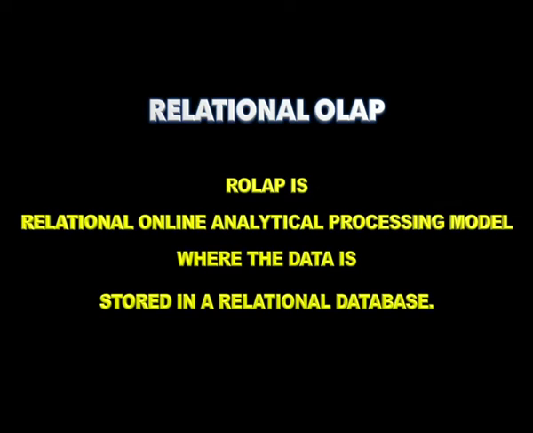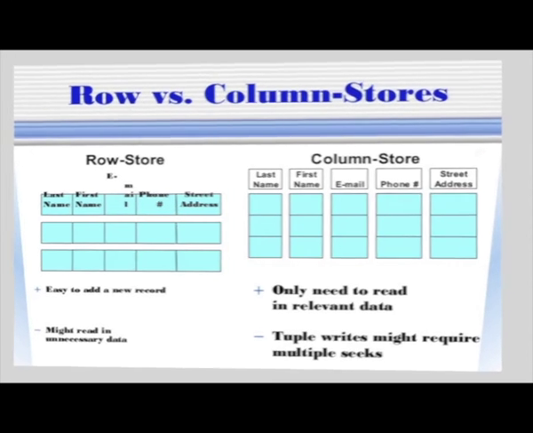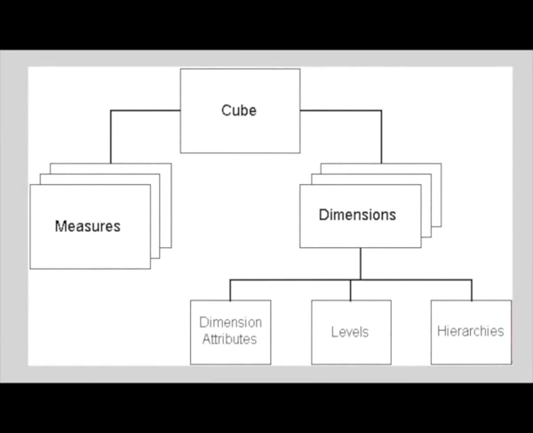ROLAP is the relational online analytical processing model where the data is stored in a relational database, for example, rows and columns in the data warehouse. In the ROLAP model, data is presented to the user in multidimensional form. To display the data in multidimensional views, a semantic layer of metadata is created that maps dimensions to the relational tables. Metadata also supports the aggregation of the data.